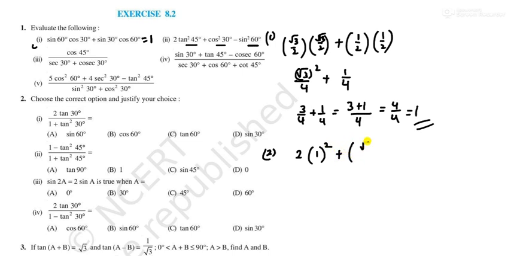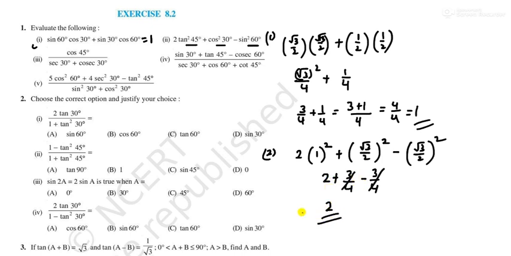Yes, it is root 3 by 2. Okay, and then you have to write square here. Minus sine 60 is how much? Again root 3 by 2 whole square. On solving, 1 square is 1 and 2 into 1 is 2. Plus here you will get 3 by 4, okay, square is there, and minus again 3 by 4. So 3 by 4 minus 3 by 4 will get cancelled because that is 0. So you will get the answer as 2. That's all. It's very simple, isn't it?